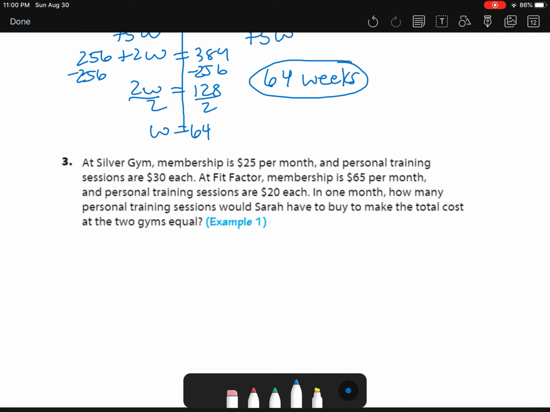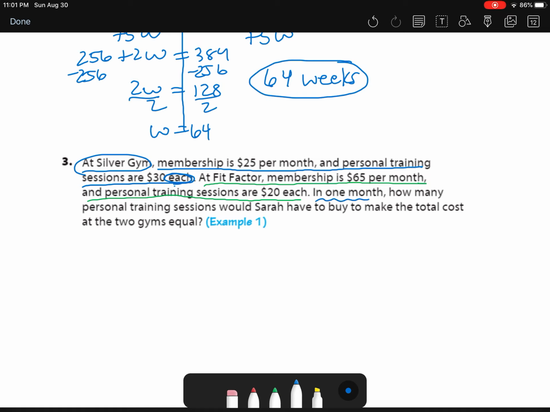All right, last one. At Silver Gym, membership is $25 per month, and personal training sessions are $30 each. So there's your each, your per, okay? At Fit Factor, membership is $65 per month, and personal training sessions are $20 each. Now this is confusing because for Silver Gym, it says the membership is $25 per month. We have a per there, and then we have a $30 each. So which one do you multiply with the variable?